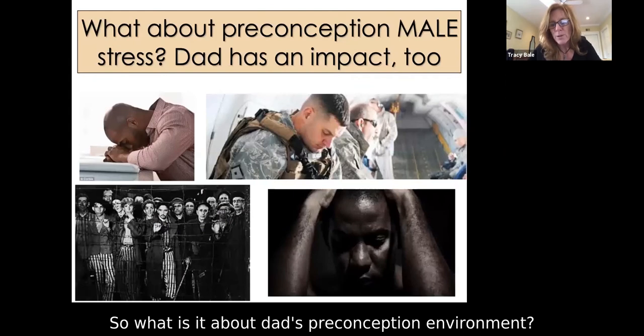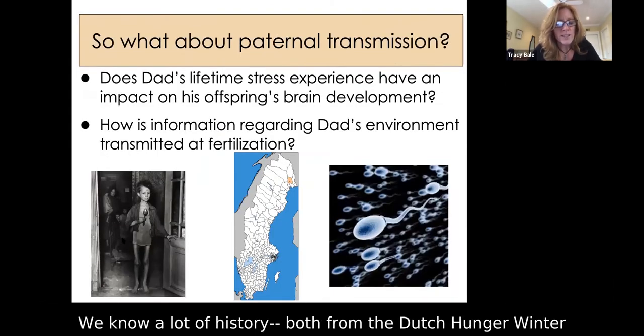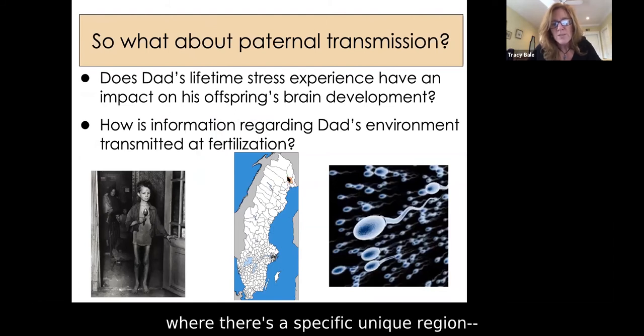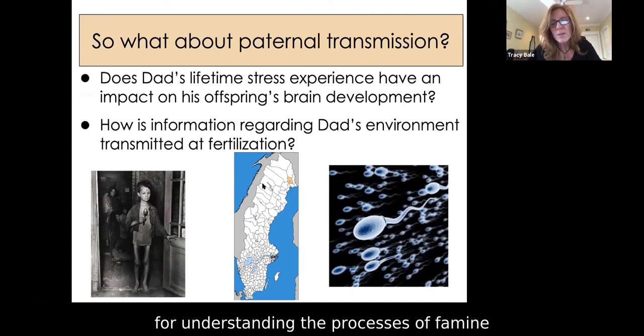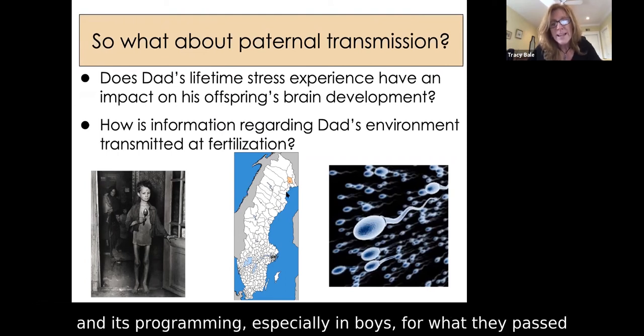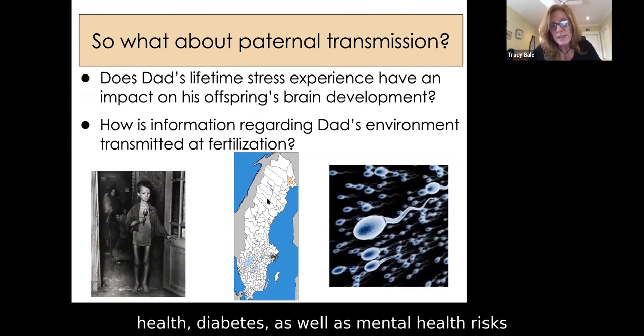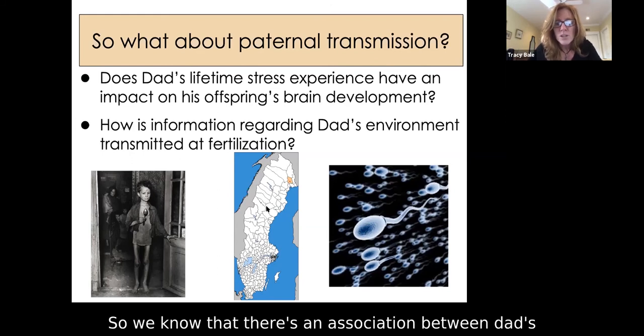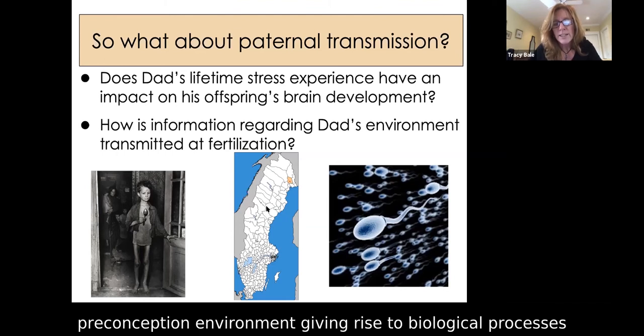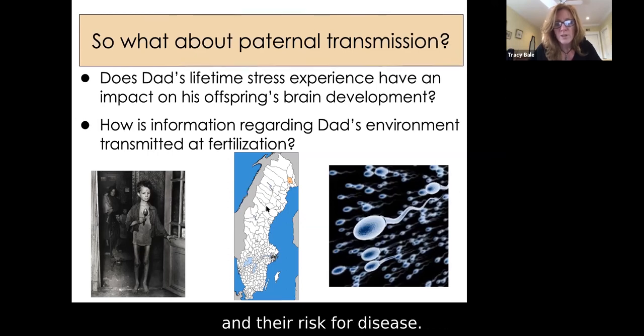So what is it about dad's preconception environment? We know a lot of history, both from the Dutch hunger winter and the Swedish famines, where there's a specific unique region called the Overkalix region in northern Sweden. We know that this is critically important. The studies being done there for understanding the processes of famine and its programming, especially in boys, for what they passed on to multiple generations for risk and resilience, longevity, health, diabetes, as well as mental health risks has been studied in these individuals. So we know that there's an association between dad's preconception environment giving rise to biological processes important for how his offspring grow in development and their risk for disease.